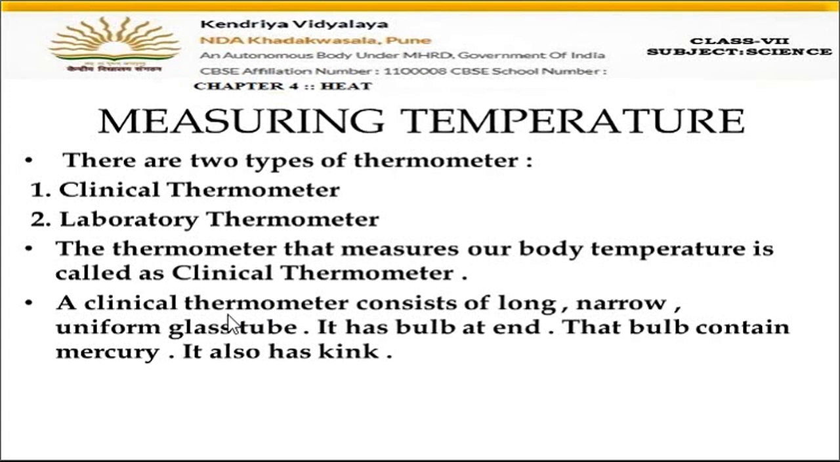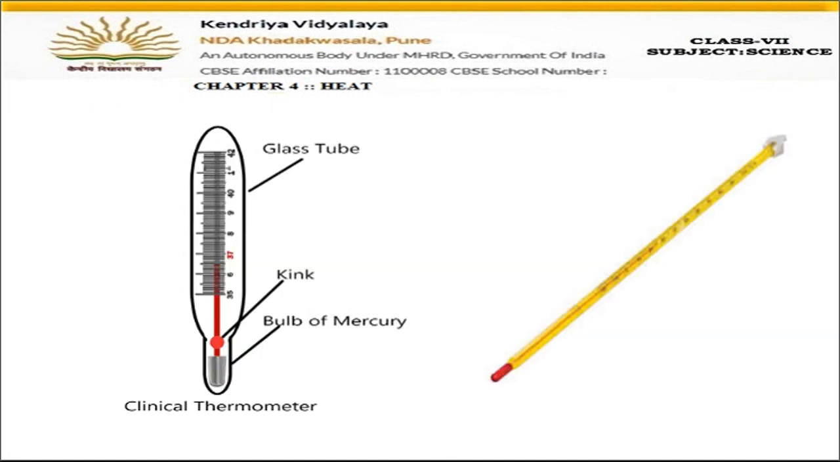The other one which I have labeled here is the laboratory thermometer. These are the thermometers which are used in the labs to measure the temperature of different objects, of any liquid, of any solution. Those thermometers are called laboratory thermometers. Let us now have a look at how they appear. This first one is the clinical thermometer, and this second one, which is of yellow color, is the laboratory thermometer.